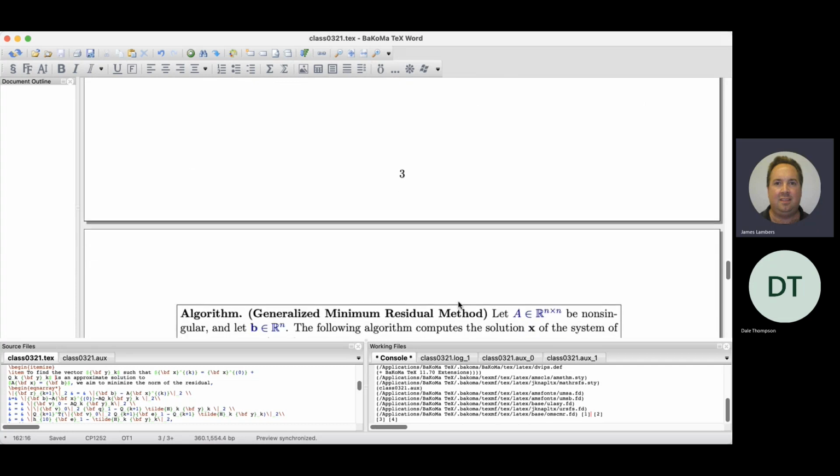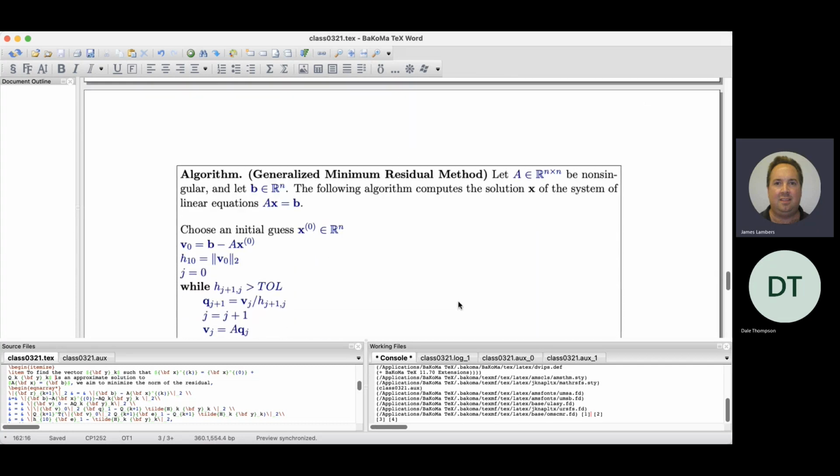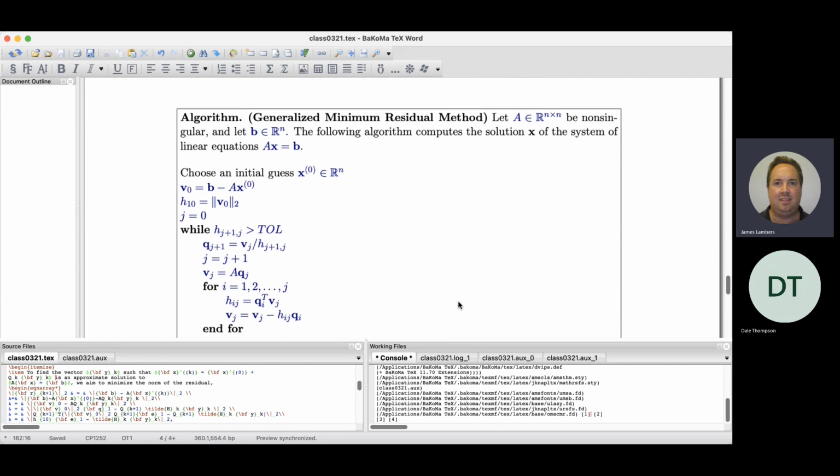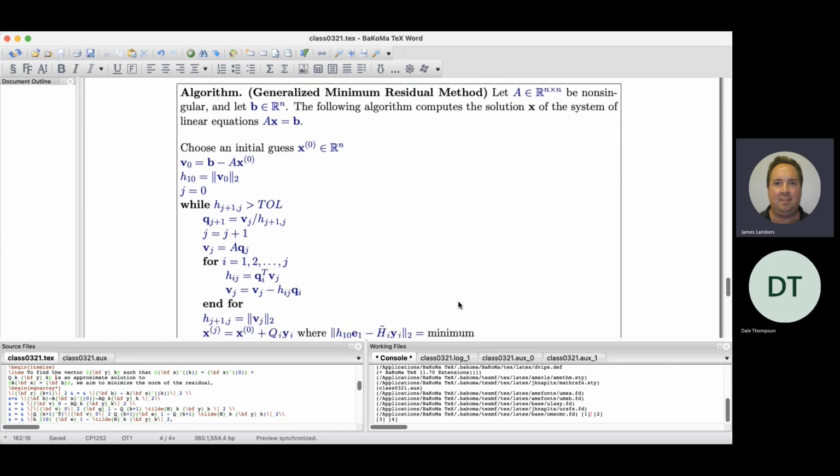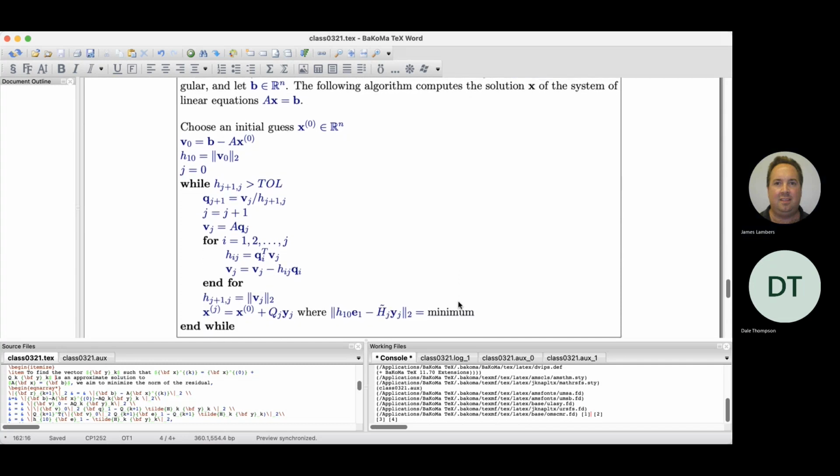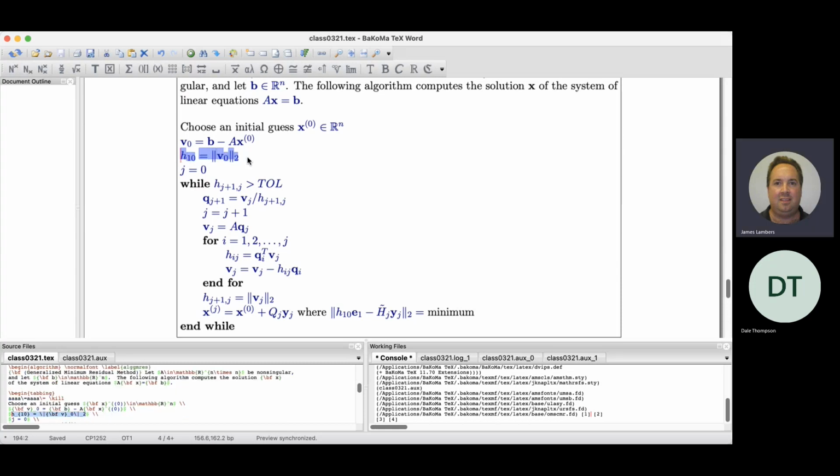So this is one of the most popular iterative methods for solving AX equals B in the general square invertible case where there's no symmetry. All right. So you first choose an initial guess, which you can always choose to be 0 if you don't have any particular initial guess in mind. We have our initial residual, and then this scaling factor will be needed for the least squares problem that we solve.